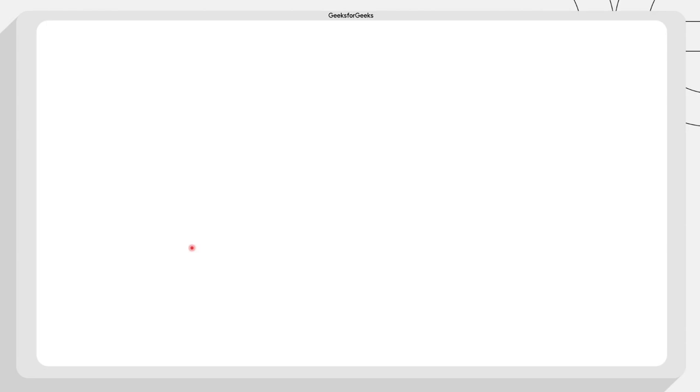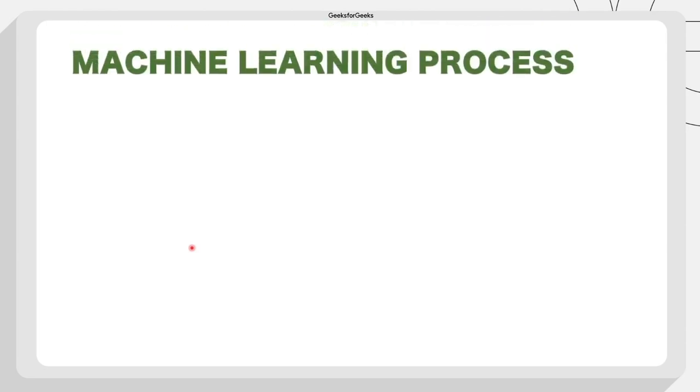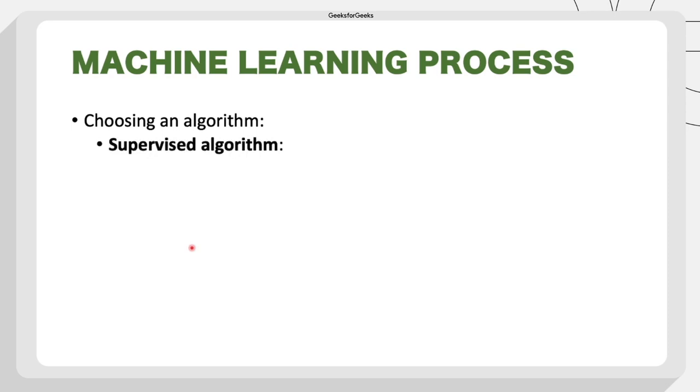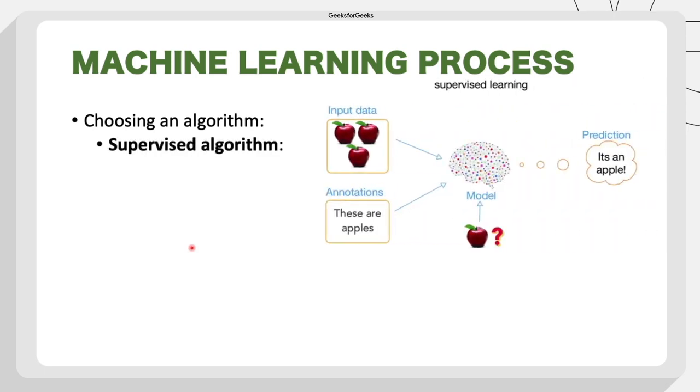After that, in the machine learning process, we have to think about an algorithm which we'll be using to train on this data, right? So the first choice is supervised algorithm, where we are given data which is completely labeled. So if you are given these images, your model knows that these are apples, and now your model will learn and will try to predict.